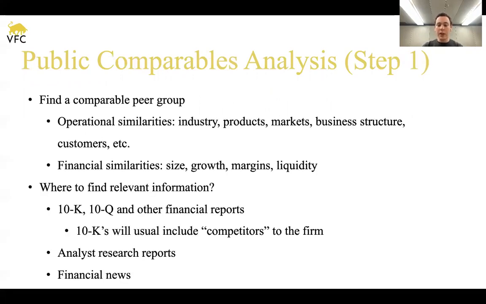So the first step in doing a public comps analysis is to find a comparable peer group. There's no perfect way to do this, and on the job, you tend to have templates with a list of comparable companies. But one way that you could do this yourself would be to look for operational similarities, such as industry and products, and financial similarities, such as size and growth. And you can find this information in a variety of places. You should definitely look at financial reports, such as 10Ks, sell-side research reports, and financial news sources.